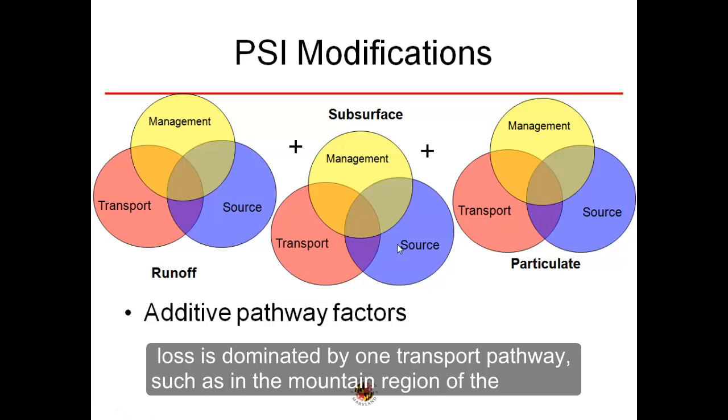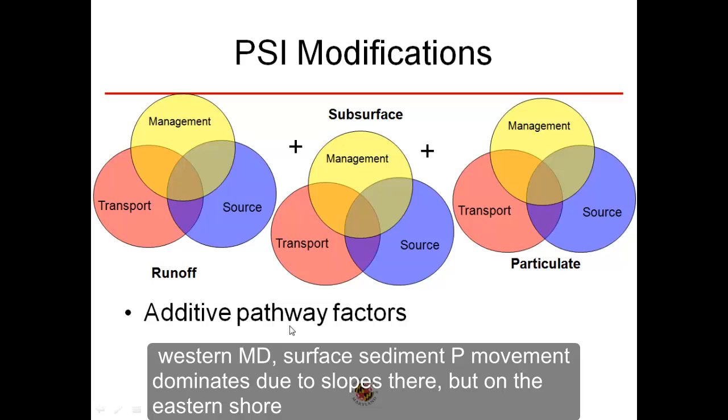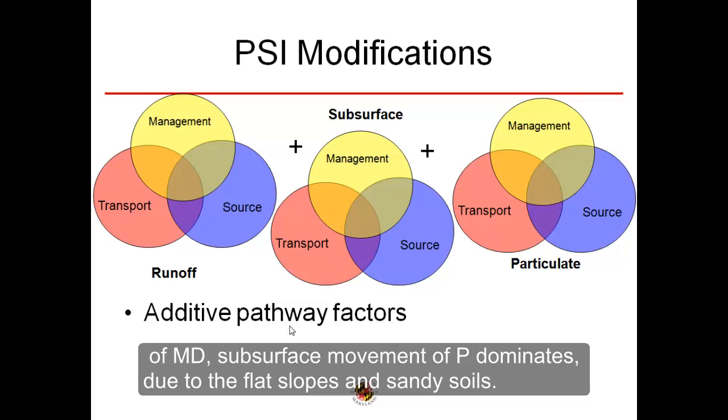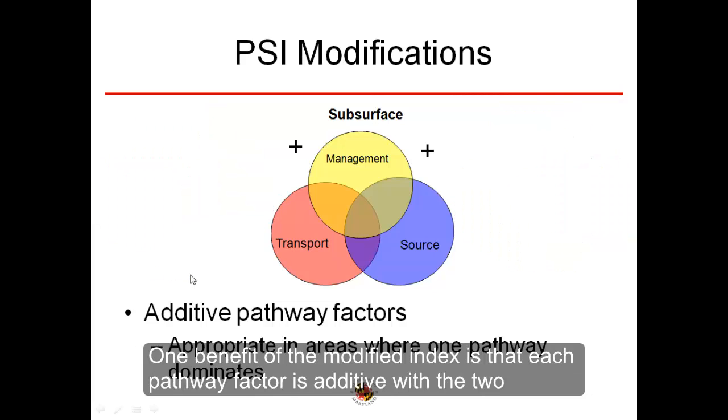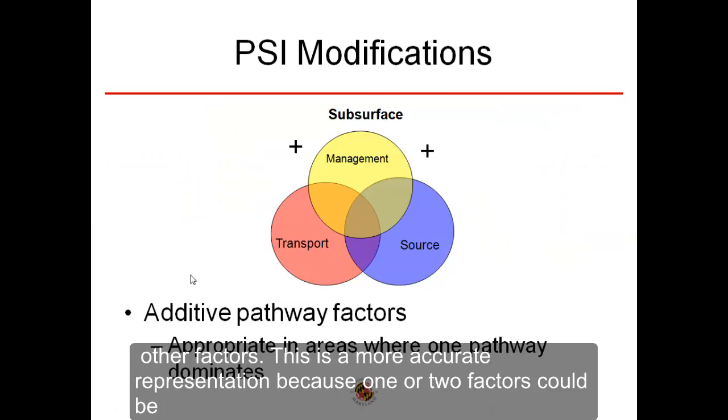So if you're on the Lower Eastern Shore, basically your 2 surface factors should be close to 0, and the subsurface would be all your transport. And then if you're over here, let's say, and you don't have any subsurface drainage, the surface is going to be really what's important, and the subsurface is going to be set equal to 0. So this is appropriate in areas where that one pathway dominates.